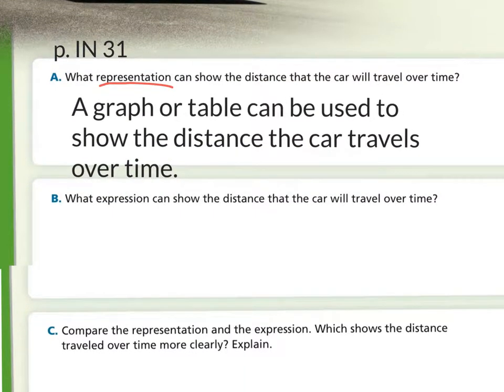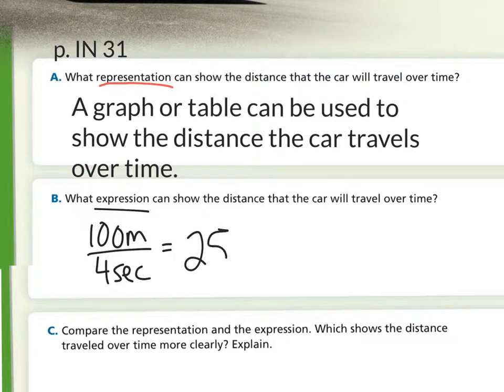If we look at number 2, or part B, it says what expression can show the distance the car will travel over time. An expression we've talked about before, it does not have an equal sign in it if we write an expression. So for the distance that the car will travel over time, we'll need to get our unit rate. We talked about it's 100 meters per 4 seconds. If we divide that out, that would be 25, and that means 25 meters per second. That's not our expression, but that's our first step towards getting our expression.